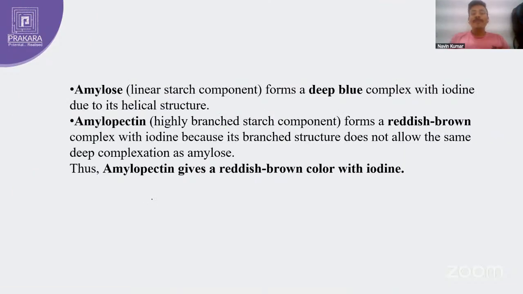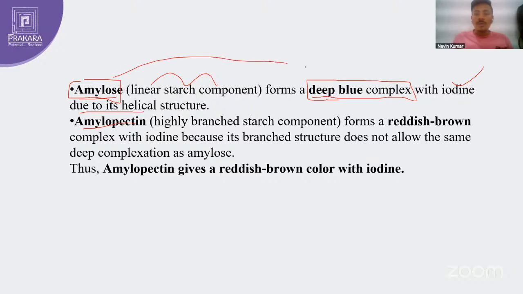So basically, if we talk about starch, starch has two major components. The first one is amylose and the second one is amylopectin. So when we talk about amylose, it's a linear starch component and it forms a deep blue complex with iodine. See, starch is composed of two major components, amylose and amylopectin. So amylose will give the deep blue color, while amylopectin gives a reddish brown or reddish purple color with iodine.